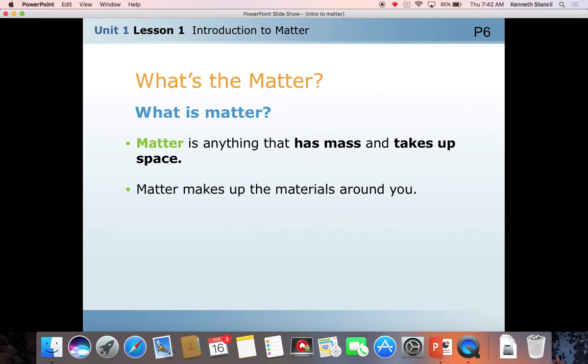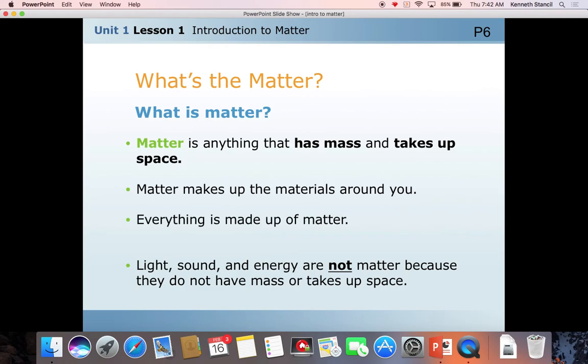Matter makes up the materials around you. Everything around us is made up of matter. Light, sound, and energy, however, are not matter because they do not have mass or take up space. Now, this is a confusing thing I have seen on the test. Because sound, people think of it as being made up of molecules. It's not. Sound is the vibration of the molecules in the air already.